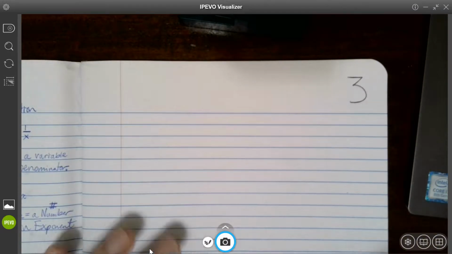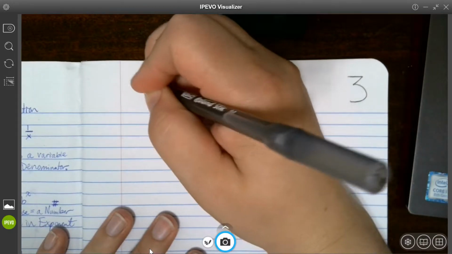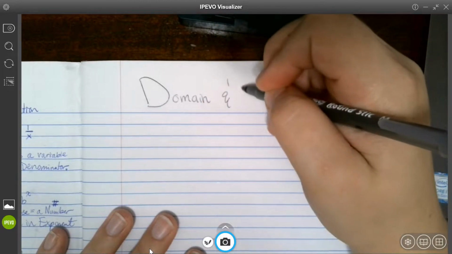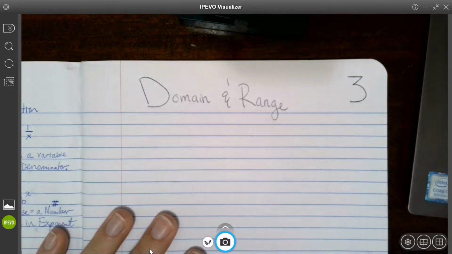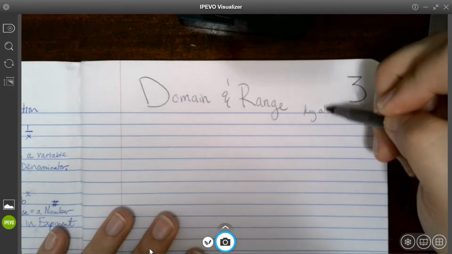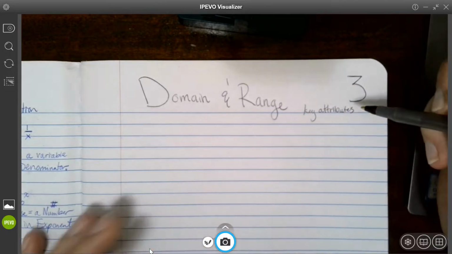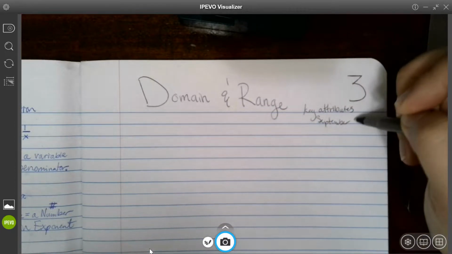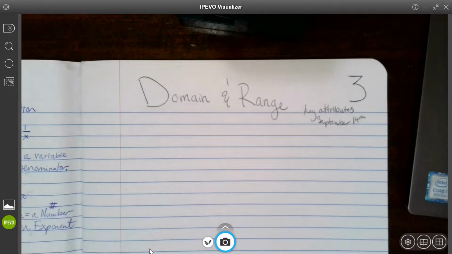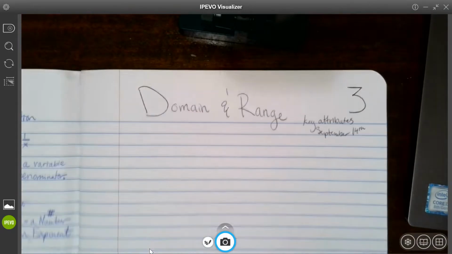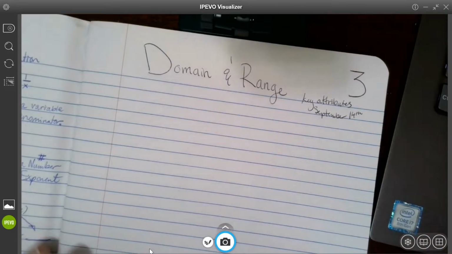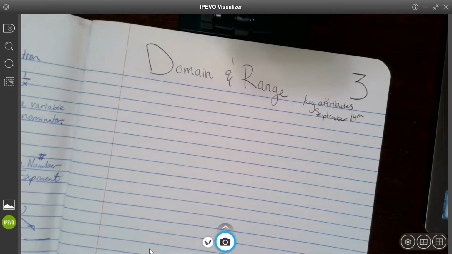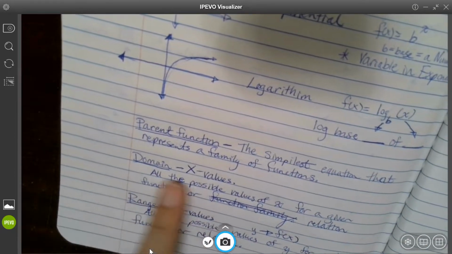The key attribute we're going to be talking about today is domain and range. So just a little note for myself. Then I always find it helpful to put the date. Let me see if I can get that to focus a little better. That's a little better. All right, so the key things we need to discuss. This should be mostly review with one new thing. So we already remember from last time that domain is X and range is Y.